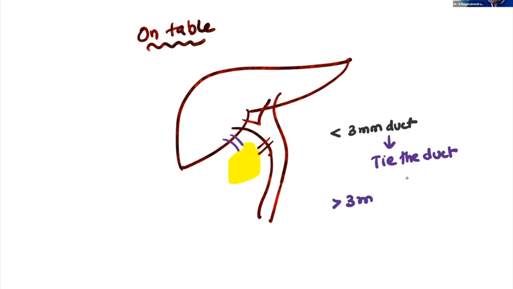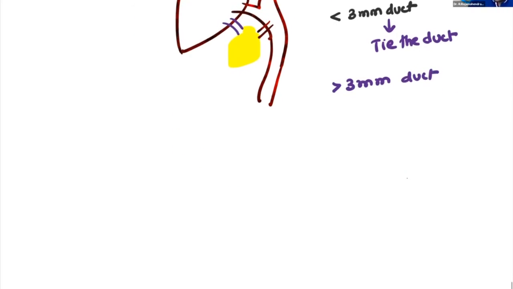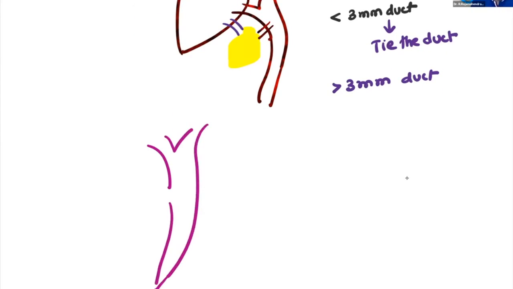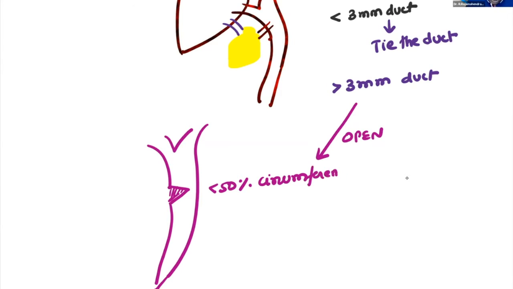If it is more than 3 millimeter duct, what should I do? Very interesting point. This is the point which a postgraduate aspirant should know. If there is an injury of a duct more than 3 millimeter, it can be the CBD also. The surgeon, while doing laparoscopy, has cut the CBD like this. If less than 50% of the circumference is injured, I open up and do the surgery. I open the abdomen. Then more than 50% circumference injured is another case.